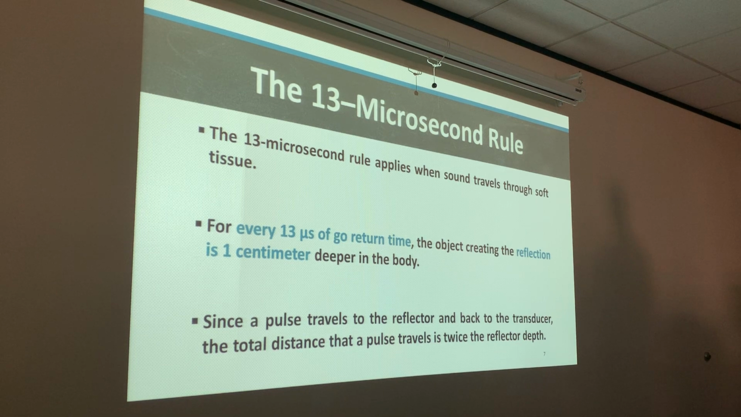So coming back, what do you call that? The reception, return time, reception time. Remember all those synonyms meaning the sound's coming back to our reception. Okay. 13 microseconds.